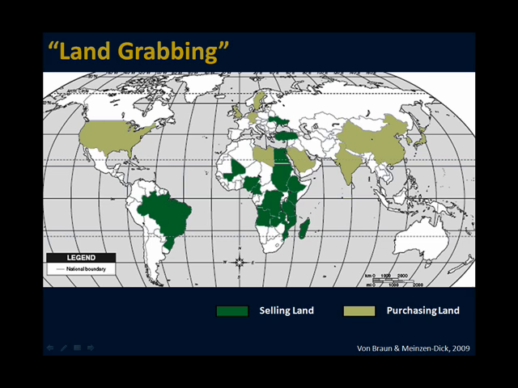Other countries that have had the largest impact, particularly, have been China and South Korea. Between 2006 and 2009, China has either purchased, leased, or obtained the ability to farm more than 2.8 million hectares of land. South Korea is closer to around 800,000 hectares of land. So this is something that we're going to see increasing in the future, and is something that the global community is certainly going to need to respond to.